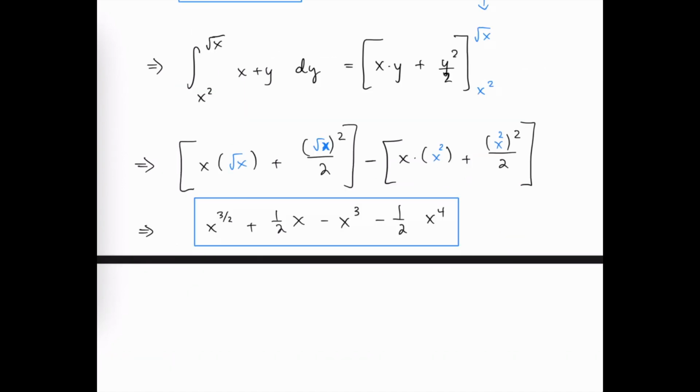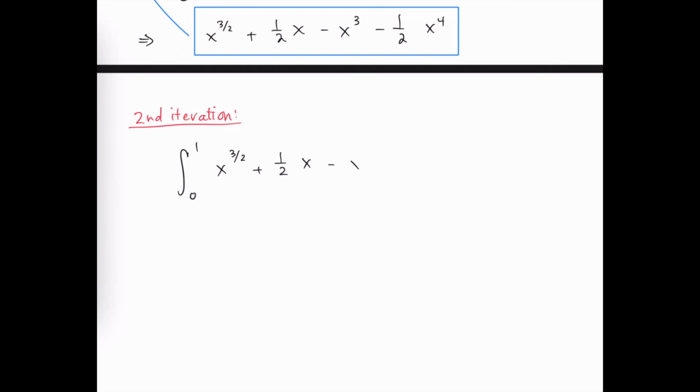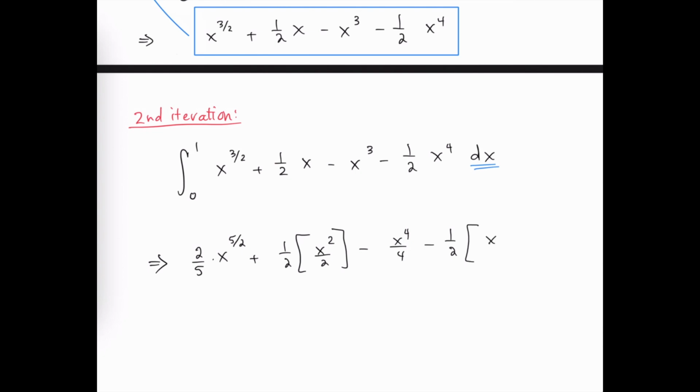And when we simplify, we get this expression that's then going to be used as the integrand for the outside iteration. So that second iteration is then going to be the integral from 0 to 1, and we use this expression then as the integrand. And now we integrate with respect to x. And so we get 2/5 x to the 5/2 plus 1/2 constant multiple of x squared over 2 minus x to the 4th over 4 minus 1/2 constant multiple of x to the 5 over 5. And then all of this is going to be evaluated from 0 to 1.